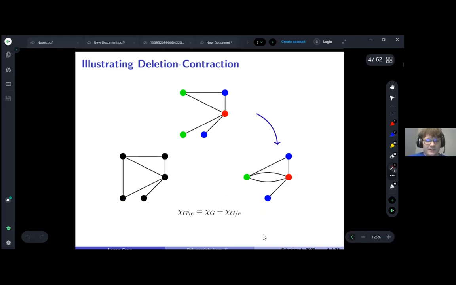It's a very simple, classic counting argument, but it's really nice, and it allows you to do a lot of things inductively with the chromatic polynomial. You can prove a lot of properties by direct expansion or by induction on the number of edges, and it makes things work out very, very nicely.